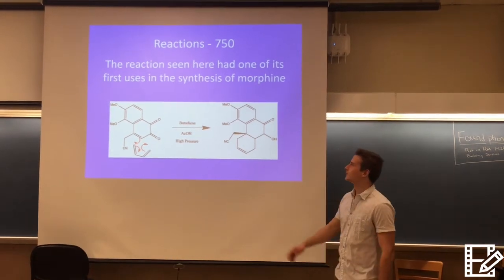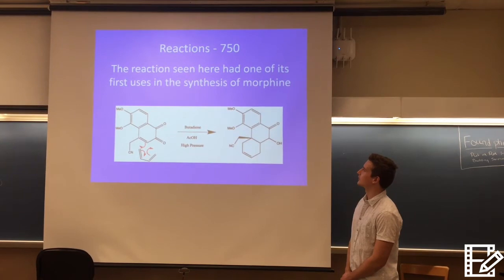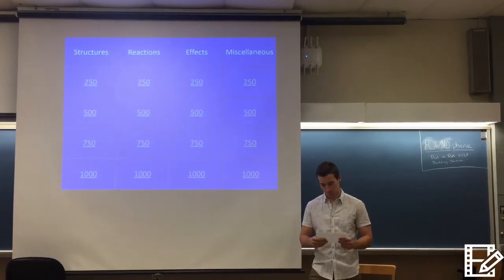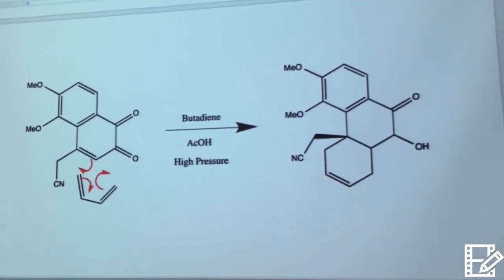Reactions for 750. The reaction seen here had one of its first uses in the synthesis of morphine. What is the Diels-Alder reaction? That's correct. This is a Diels-Alder reaction because it shows cis-butadiene reacting with a double bond within the ring. Can I have reactions for 1,000?